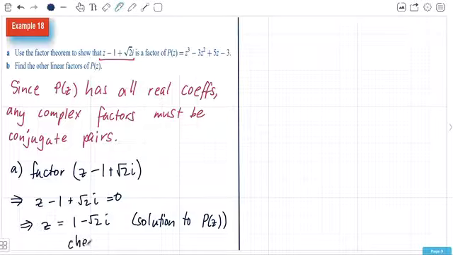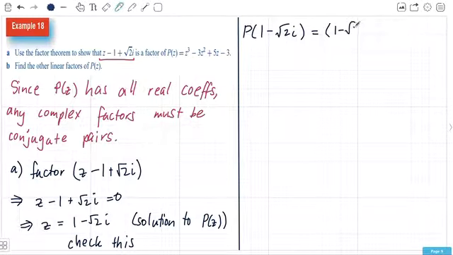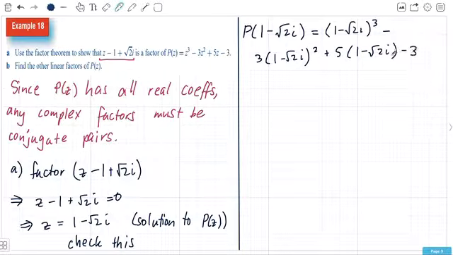So let's check it by substituting. So P(z). We're going to check 1 minus root 2i. So let's check what this gives us when we put this into our equation here. So we've got z equals 1 minus root 2i. We should get 0. We'll check it out. So 1 minus root 2i, all of that cubed, minus 3 times 1 minus root 2i squared, 5 times that, and then just minus 3.